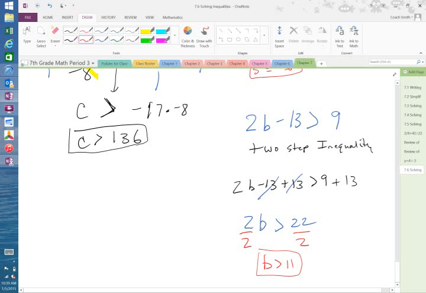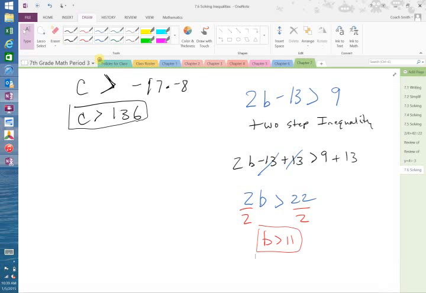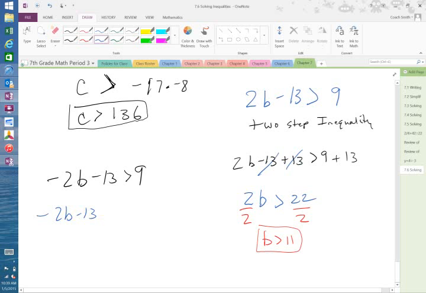Did I multiply or divide by a negative? No. So the original sign that was greater than is in your answer. Now, let's say that problem was this. Negative 2b minus 13 greater than 9. Nothing changes. You simply do the same thing. Negative 2b minus 13 plus 13 greater than 9 plus 13. These two cancel, leaving me negative 2b greater than 22.